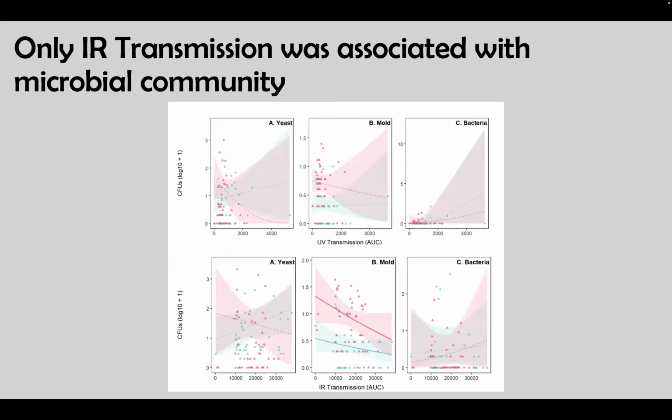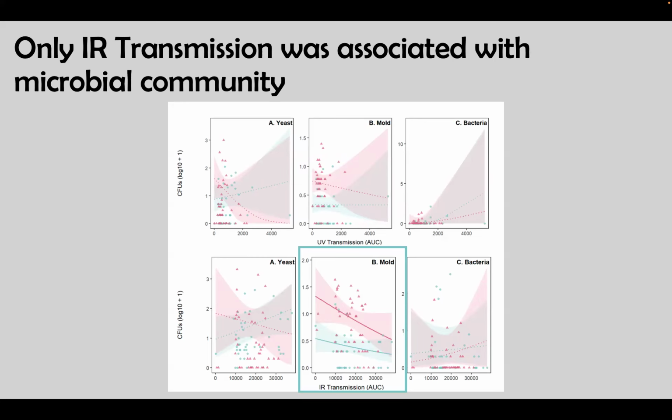Only IR transmission was associated with microbial community. So here, dotted lines are non-significant, solid lines are significant. On the x-axis is IR transmission. On the x-axis up top is UV transmission. And then this is culturable microbes, either by IR or by UV. And what you'll see is there's lots of non-significant effects, except one clear effect where flowers that let through more IR light have many fewer mold spores in them, which is kind of cool. Florida's a moldy, wet place, and this seems like a really neat finding. I'm really excited that she found it.